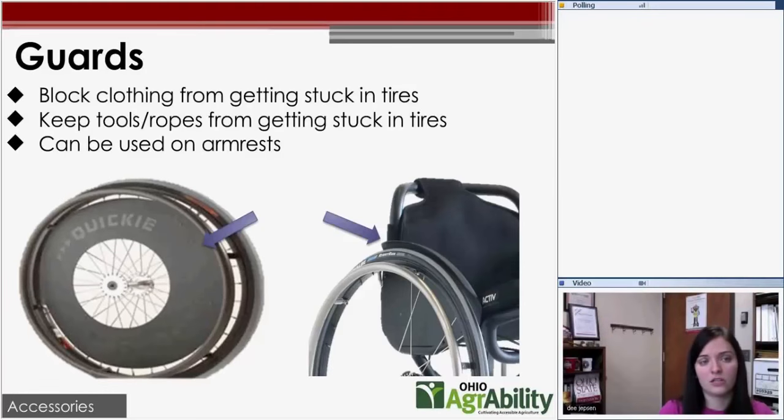The first are guards. These are used to block clothing from getting stuck in tires. They can also keep things like tools and ropes from getting stuck in tires. So if you're using the chair in a workshop, it can help prevent things like rollovers or sliding in the chair. And they can also be put on armrests of the chair as well. So not just for the tire, but for armrests too.